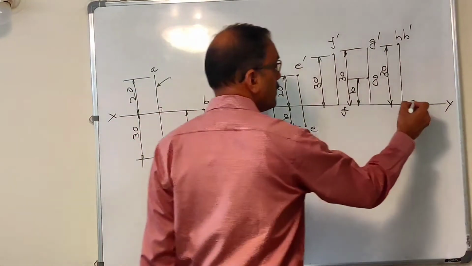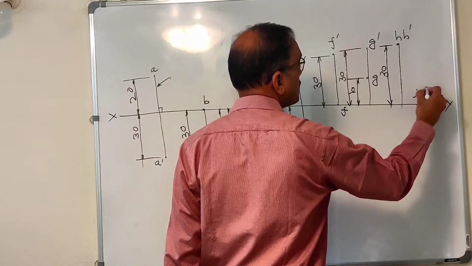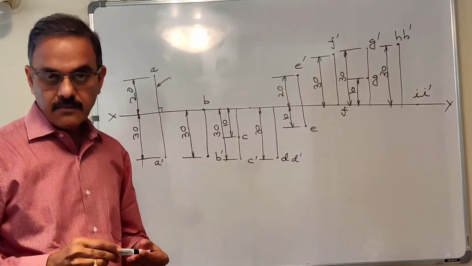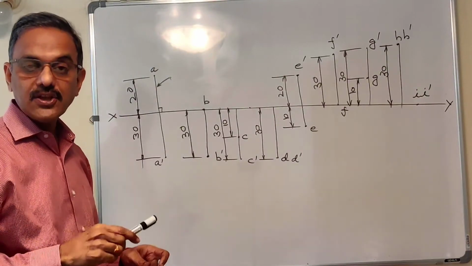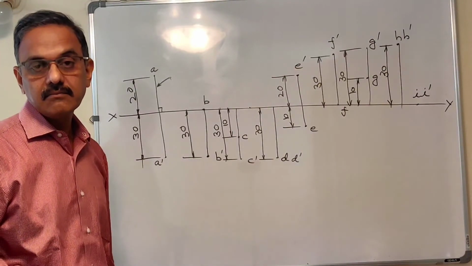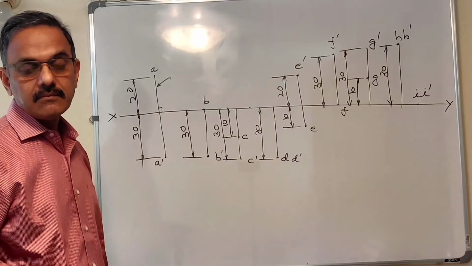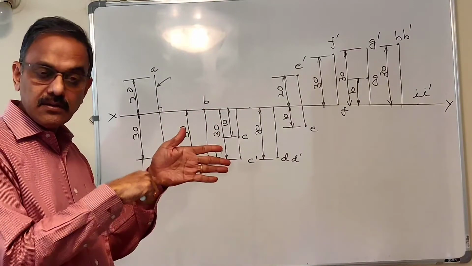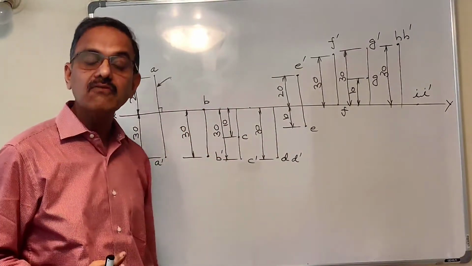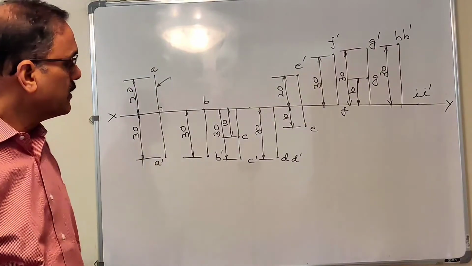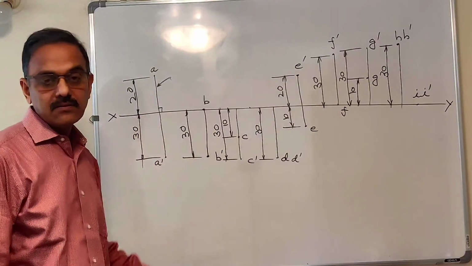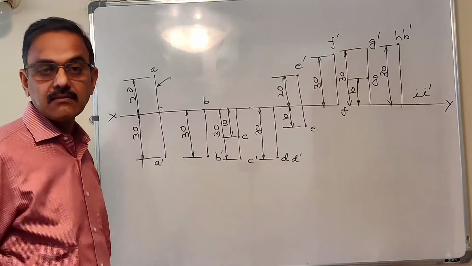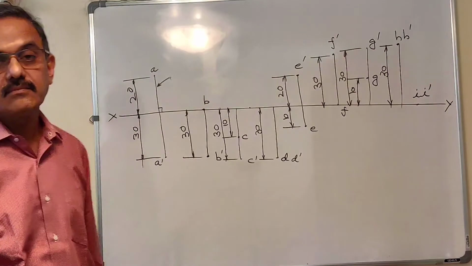And finally, point I. What is this? Point I is on HP and on VP. When you have a point on the intersection of VP and HP, it lies on XY line. So we say it is on VP and on HP. So if you understand this, if you are able to read the position of a point, it's done. It's almost done. Projection of points.